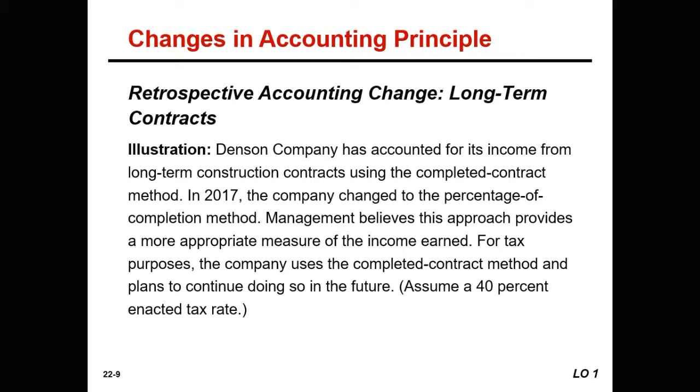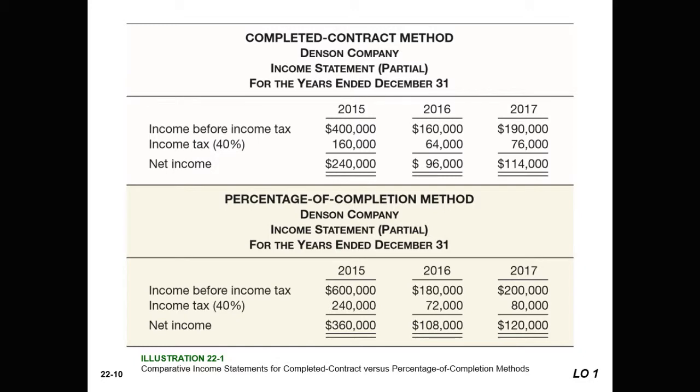Management believes that this approach provides a more appropriate measure of the income earned. For tax purposes, the company uses the completed contract method and plans to continue doing so in the future. We're going to assume a 40% enacted tax rate. So we have the 2015, 2016, and 2017 schedules for the income statement utilizing the completed contract method. We then have the percentage of completion method and what the income would be under that situation.